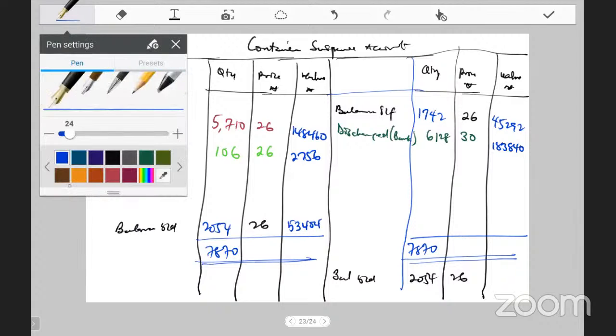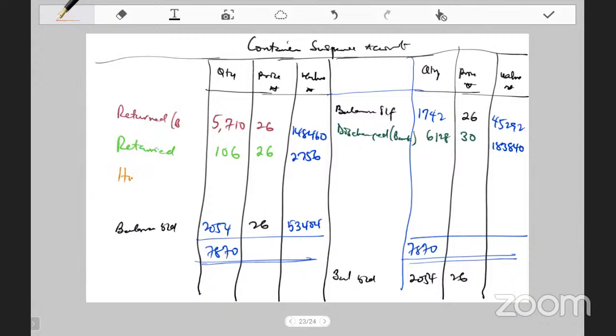Because here I must be able to know what is my hire charge. The total on this side is 45,292 plus 183,840. So what's the balance figure? 24,512. Is that what you got before?